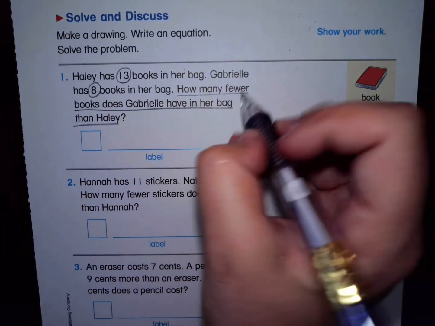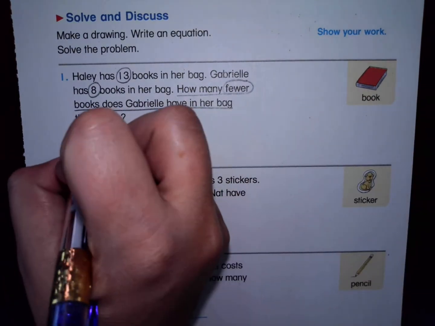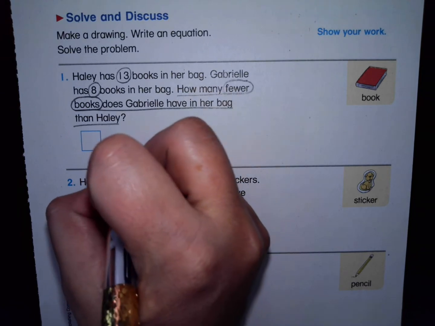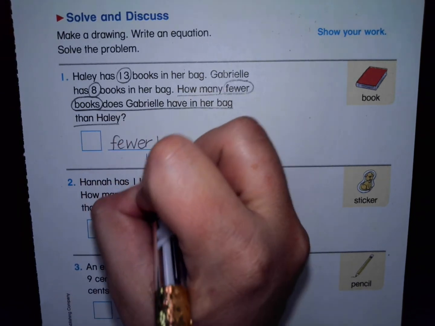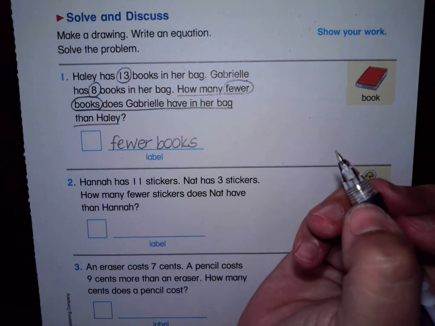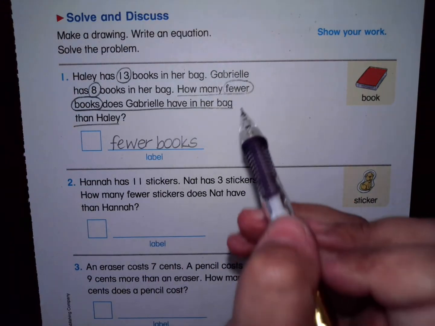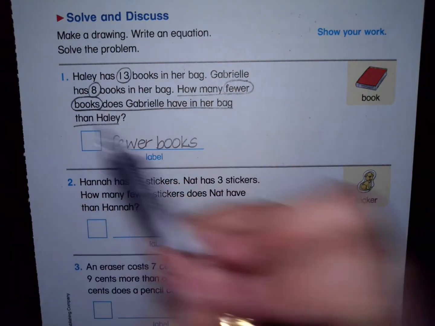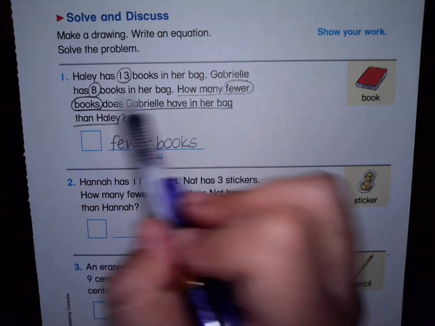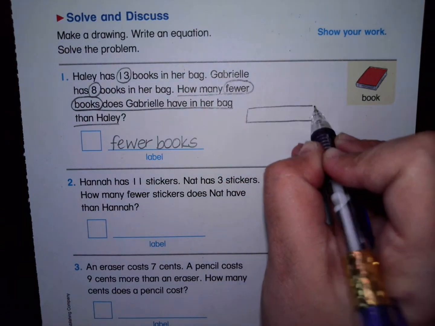So here's how many. The next word is fewer, and I know that fewer is not a label by itself, so I look at the next word and I get books. I like to write it right now. I'm going to look for any keywords. I don't see any keywords that I haven't already talked about. Fewer books is one of those keywords, but I just know that Haley has 13 and Gabrielle has 8. So next I'm going to get my comparison bars ready.